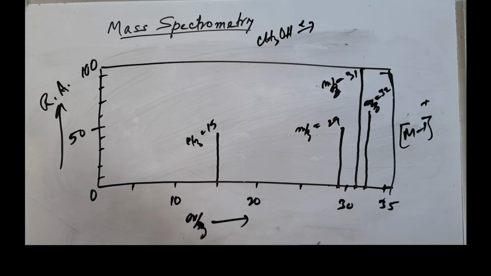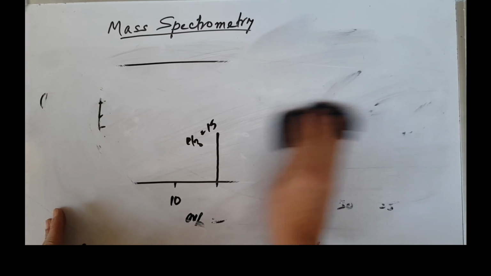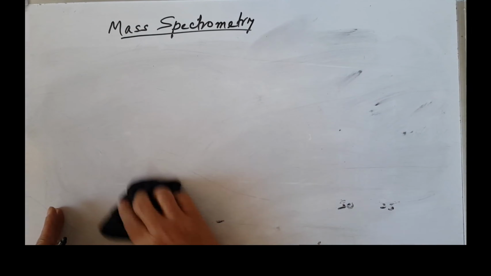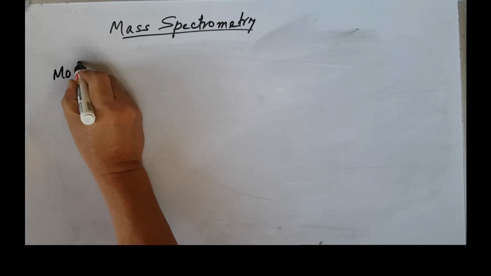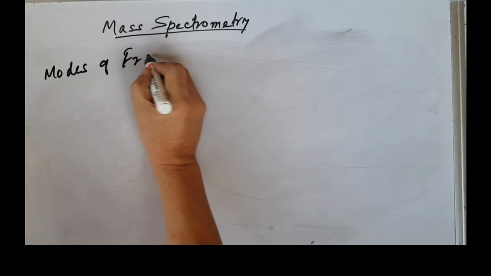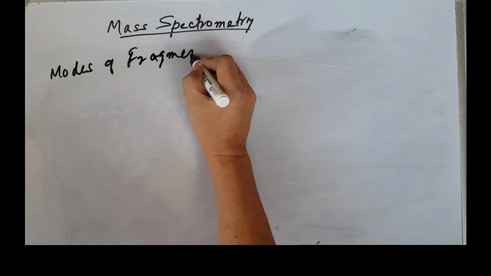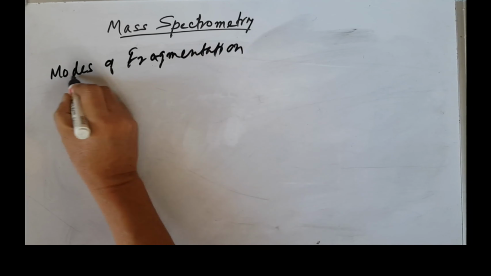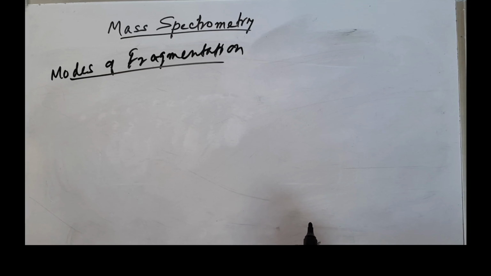Now let's come to how the different modes of fragmentation take place. So let's see how fragmentation takes place. Most fragmentations give fragment ions. So this molecular ion can undergo fragmentation to give many different types of fragment ions.